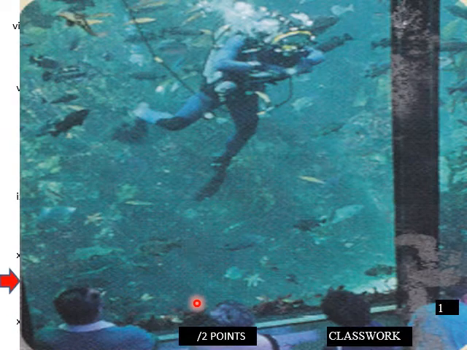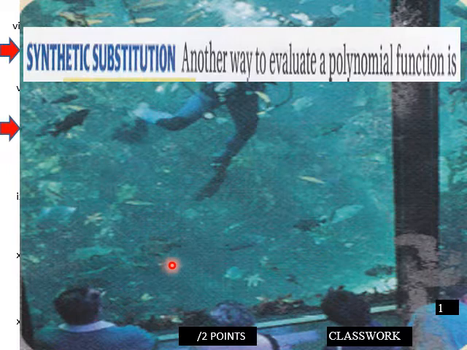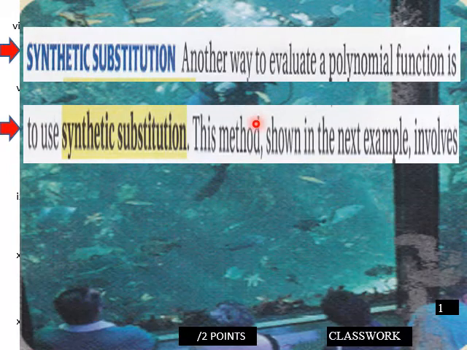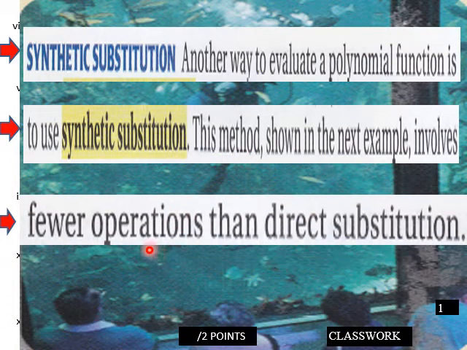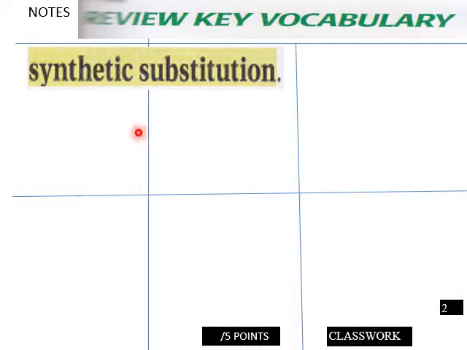So into our lesson today, we're going to start out with synthetic substitution. Another way to evaluate a polynomial function is to use synthetic substitution. This method shown in the next example involves few operations and direct substitution.